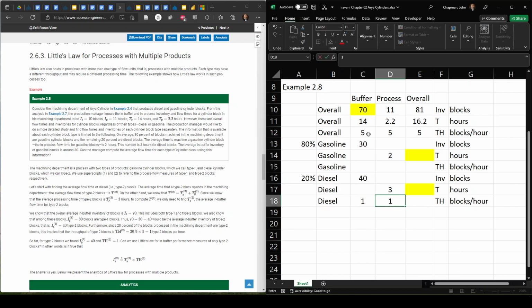Since we know that this is the same throughput through the whole process, we have just identified the throughput for the entire diesel product line: 1 diesel block per hour. Now that we have our inventory and our throughput for diesel, we can calculate through Little's law. This is again using Little's law. We can identify the flow time for the diesel blocks, and the flow time for diesel is 40 blocks. Excuse me, 40 hours. 1 block per hour is 40 hours.